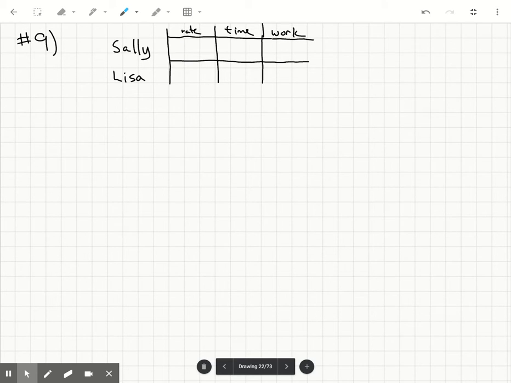All right, so what we're given is that it takes 15 minutes for Sally to pick apples from the tree in the backyard, and it takes Lisa 25 minutes to do the same job. So Sally's rate is one job for every 15 minutes, and Lisa's is one job for every 25 minutes. And the question is, how long will it take them working together to do that job?